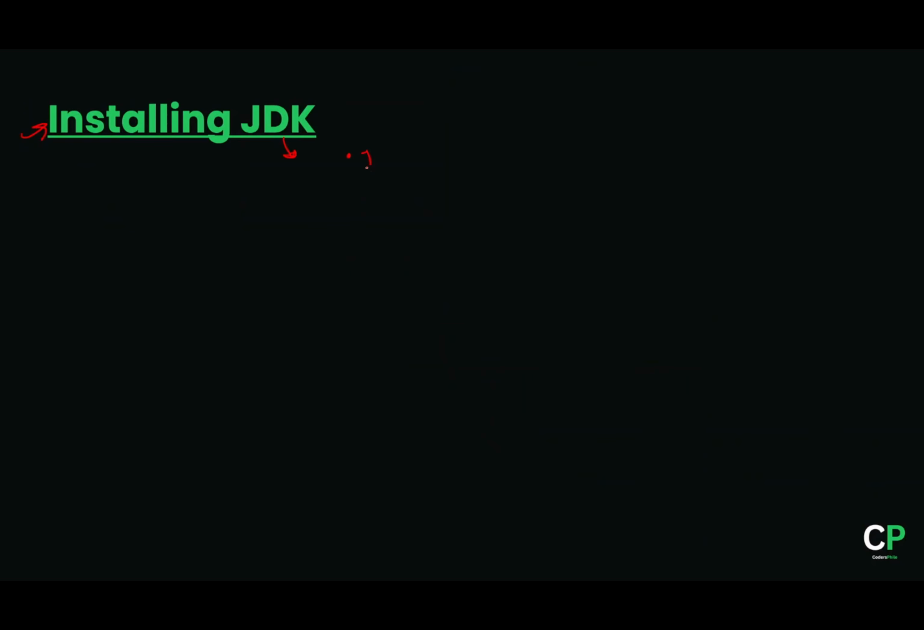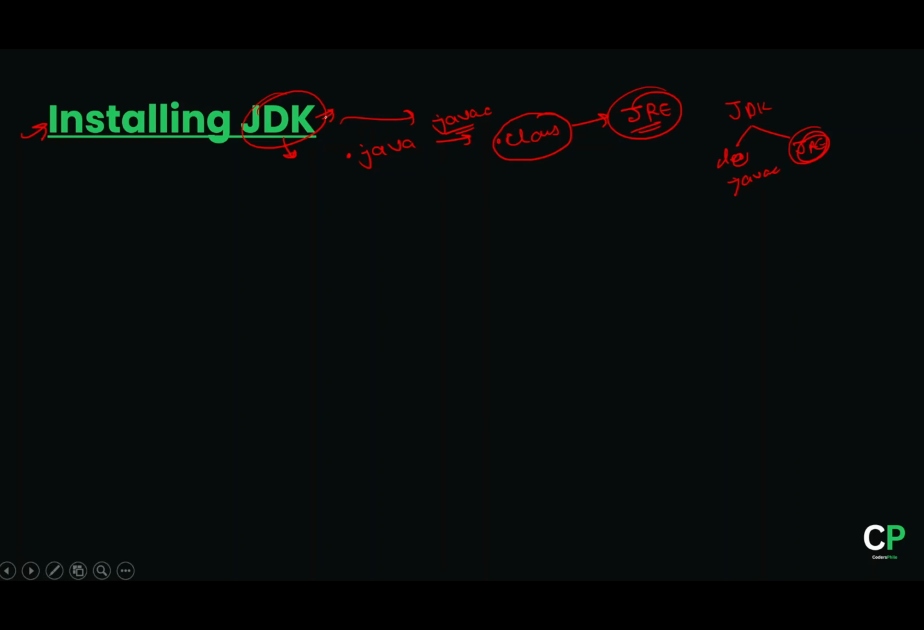In order to convert our .java file into the .class file, we need a compiler that is known as the javac compiler. This javac compiler is included in the JDK, and in order to run this .class file, we need the JRE, that is Java Runtime Environment. So the JDK contains both development tools like the javac compiler as well as the JRE runtime environment to run our .class file. So we need to download the JDK in order to set up our Java applications.